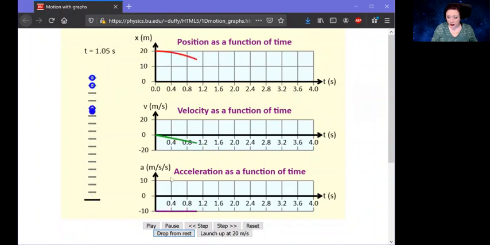At the same time, here we have acceleration, which shows that the acceleration is just 10 meters per second squared, and the negative sign here means that it's down. So positive is up and negative is down.